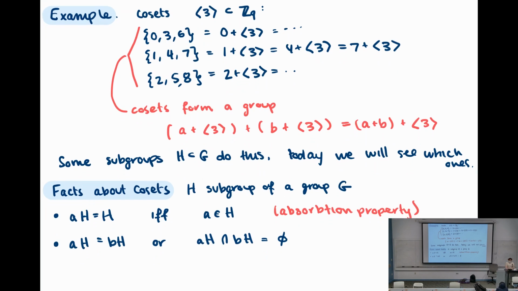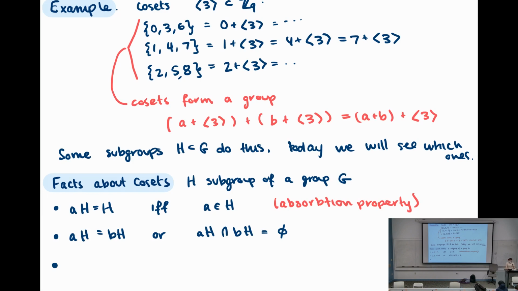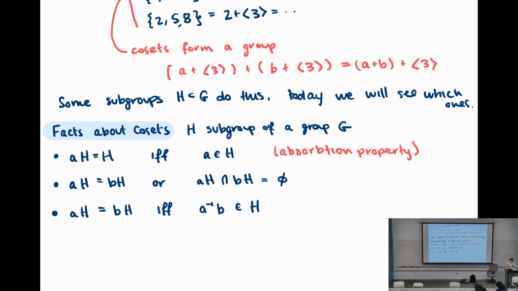And then a last property that I don't think we proved in lecture, but I'll just prove it now, is that AH is equal to BH if and only if A inverse B is in the subgroup H. Okay, so let's prove this now.